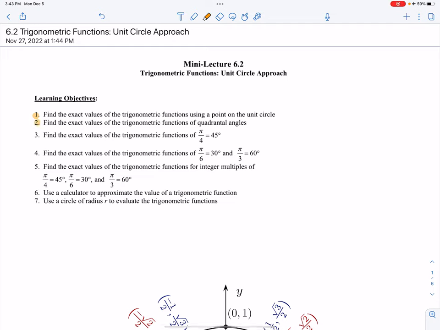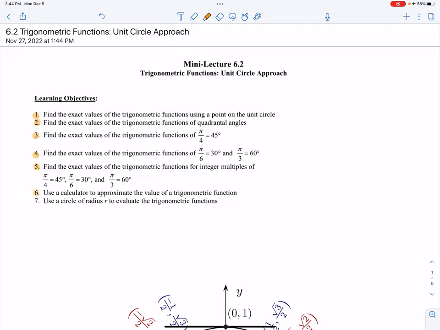circle. Find the exact values of the trigonometric functions of quadrantal angles. Find the exact values of trigonometric functions of pi over 4, where we have 45 degrees. Find the exact values of the trig functions of pi over 6, where we have 30 degrees, and pi over 3, where we have 60 degrees. Find the exact values of trig functions for integer multiples of all three of these: pi over 4, 45 degrees, pi over 6, 30 degrees, and pi over 3, 60 degrees.